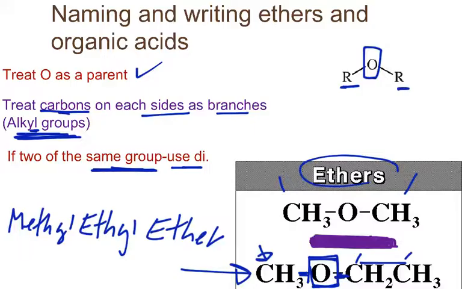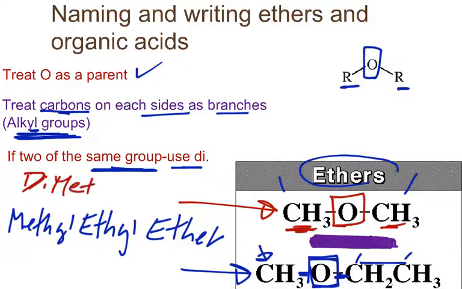Now this guy right here also has a single bonded oxygen with carbons on both sides. But these carbons are the same. We have two methyl groups. So we simply call this guy right here dimethyl ether, and we're done. So there's two examples for ethers, and we're moving on.